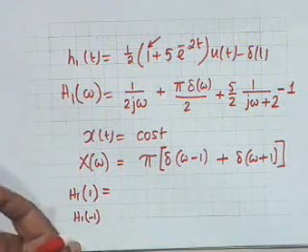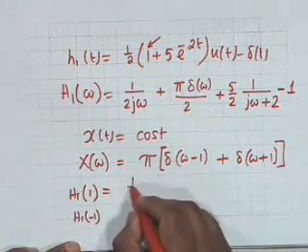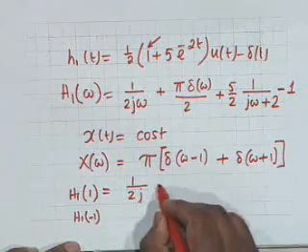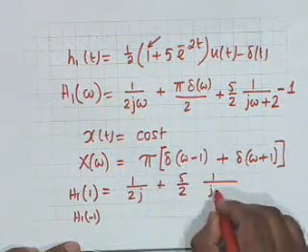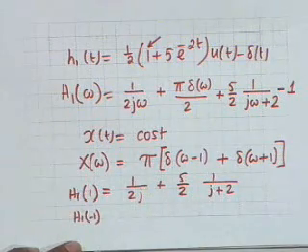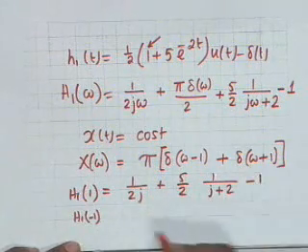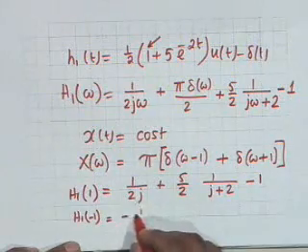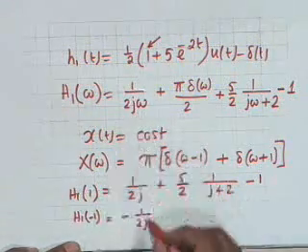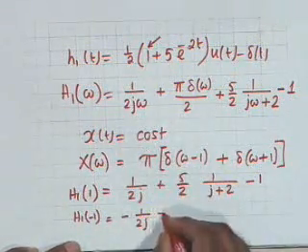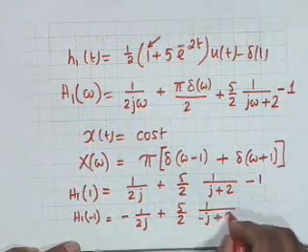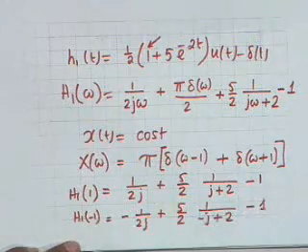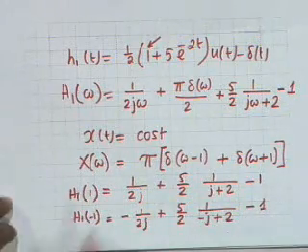0, because it exists at omega equal to 0 only, and therefore what I have is 1 by 2j plus 5 by 2 times 1 by j plus 2, alright, because omega is 1. Minus 1, and here we shall have minus 1 over 2j, because omega is minus 1, plus 5 by 2 times 1 over minus j plus 2 minus 1.